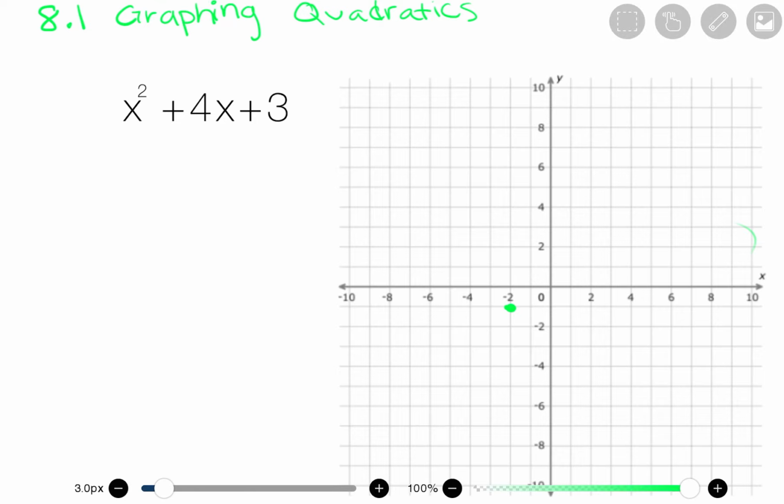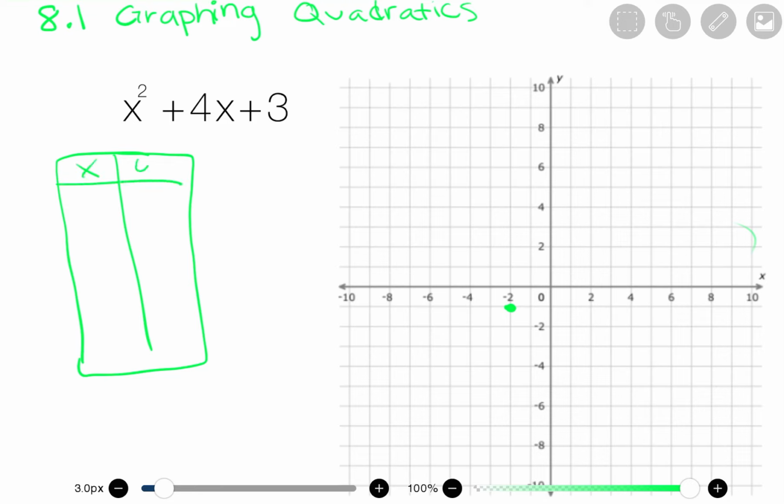So the basics of graphing is we need 5 points. So let's make a table: x, y. Negative 2, negative 1 is going to be our first point of our 5. The next points are just going to be one above both the x and the y. So it's going to be 1 above negative 2, which is negative 1, and 1 above negative 1 is 0. So our point is going to be here, which is negative 1, comma 0.